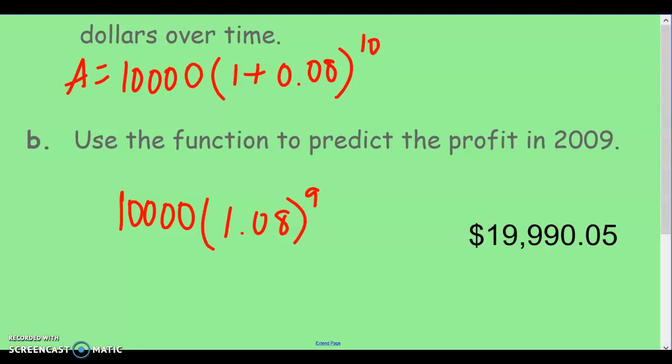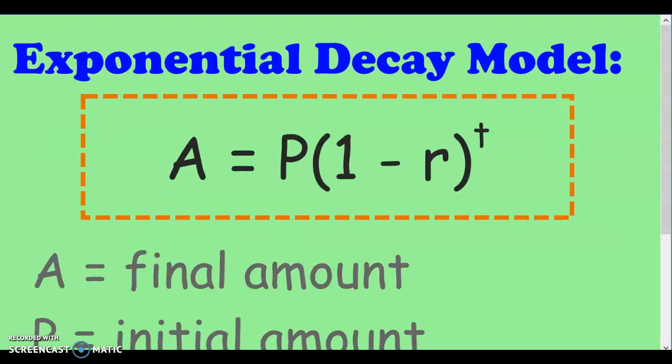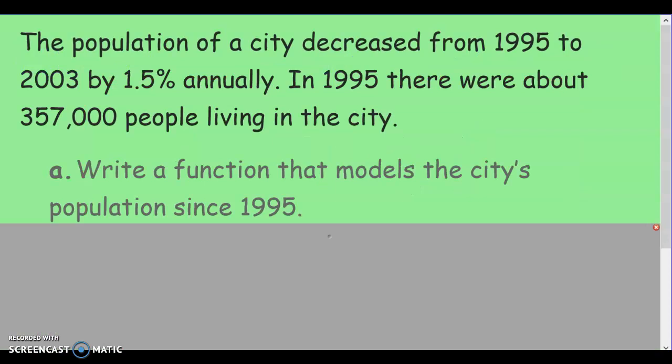Okay, so now we have decay. Decay just means that it's decreasing. So you'll notice that the only thing that's different with the decay model is that minus sign. So I'm subtracting something instead each time. So it says the population of a city decreased from 95 to 2000 by 1.5% annually. In 1995, there were about 357,000 people living in the city.